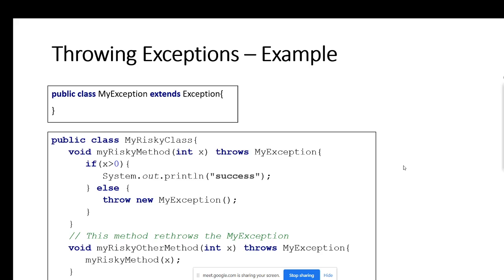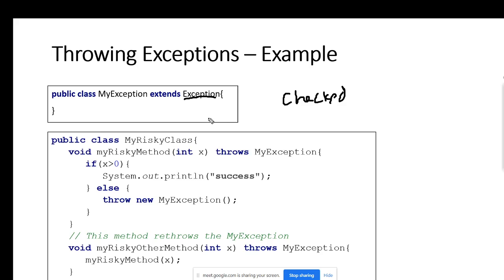Right. So this is a coding example. We'll code this later. I have created an exception class called MyException, which extends from the Exception class. That means I have created a checked exception. That is why I am extending it from the Exception class. If it is an unchecked exception, I will be extending from the RuntimeException class.